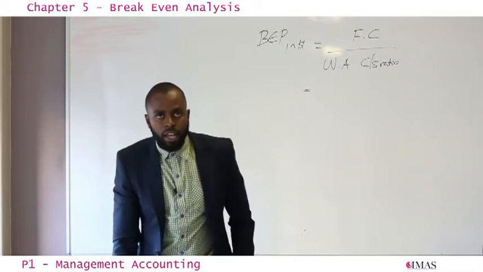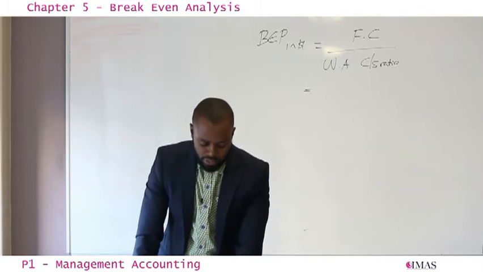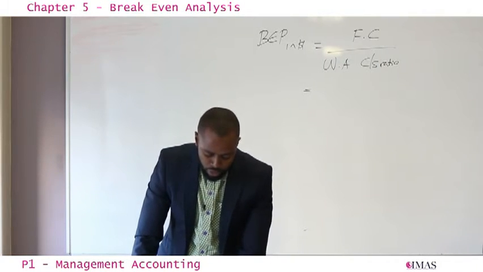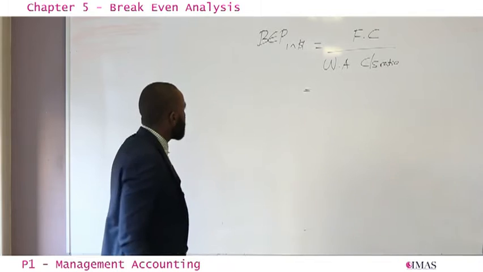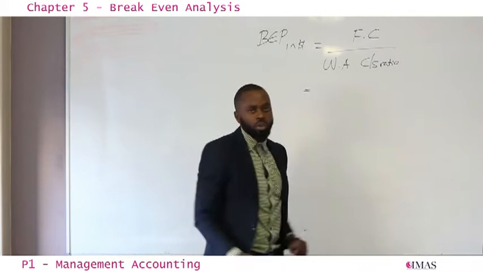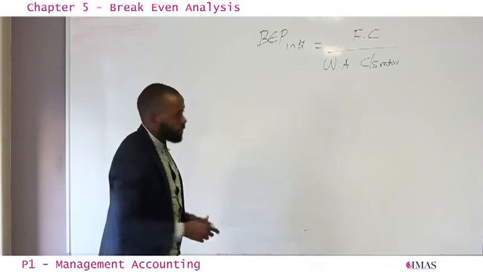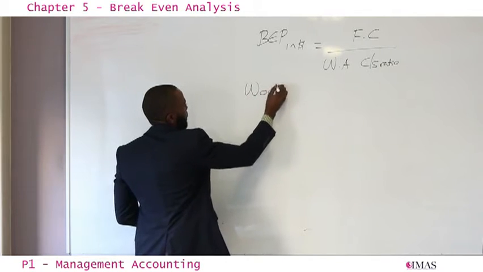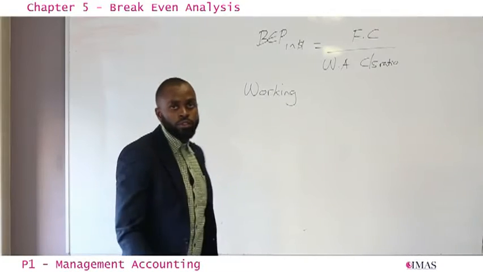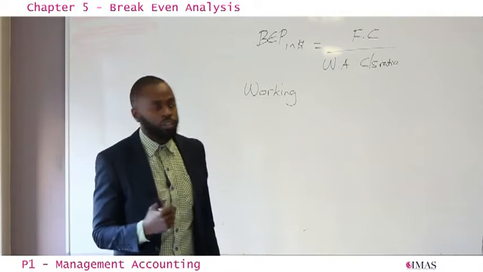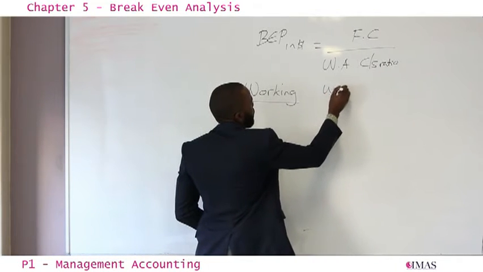The question reads, Company A produces product X and product Y. Fixed overhead costs amount to $200,000 each year. The following budget information is available for both products for the next year. So our fixed costs are given. And what we need to determine is the weighted average contribution to sales ratio. So we're going to have a working. What we want to do is establish our weighted average contribution to sales ratio. I'm going to use both methods, starting with the first method.